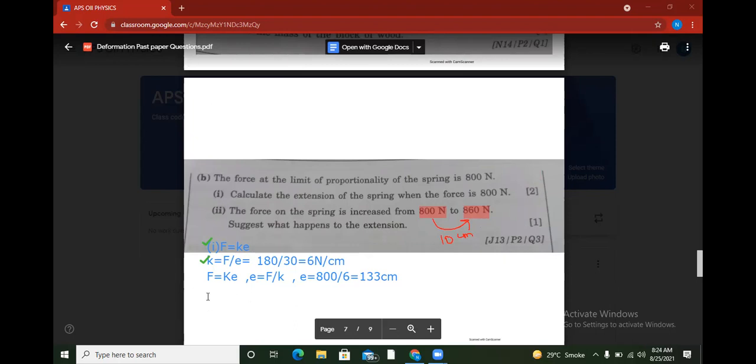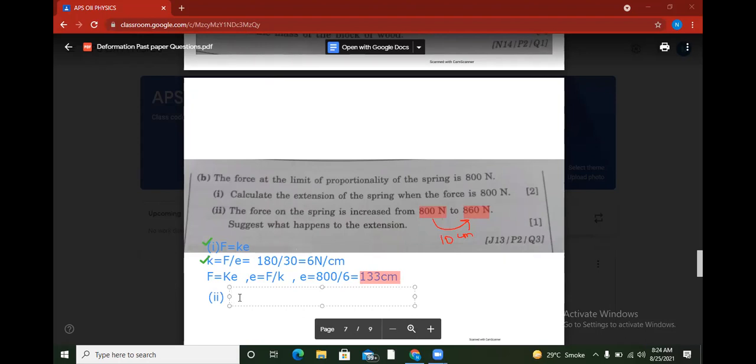Yes, I understood. Okay, so the answer of part number 2: we will add 10 centimeters to the extension we will get for 800 Newton. The extension we will get for 800 Newton is 133. So we are going to add 10 to 133.